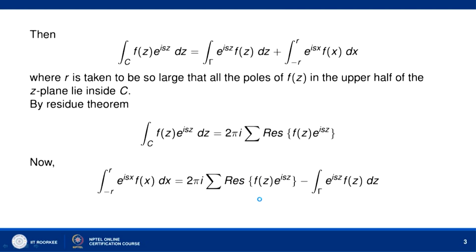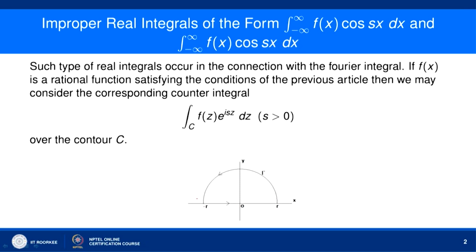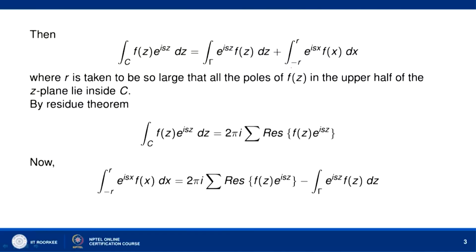Then we can write the integral over C of f(z) e to the power i sz dz as the integral over gamma of f(z) e to the power i sz dz plus the integral from minus r to r. When we go from minus r to r, we are moving along the x axis, so the imaginary part of z is 0, and we can take z equal to x. So, while moving along the line segment from minus r to r, we put x for z, giving the integral from minus r to r of e to the power i sx f(x) dx.